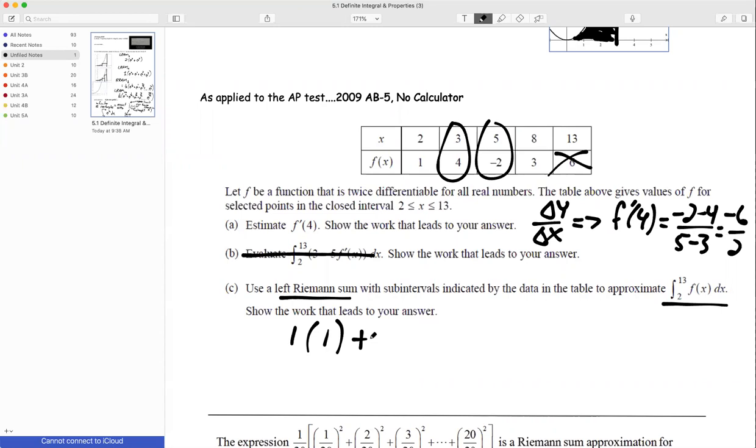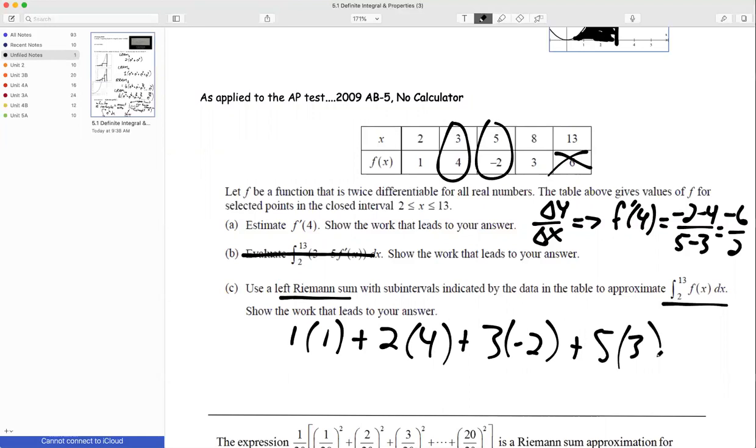My second rectangle goes from 3 to 5, so my width is 2 and my height is 4. Next rectangle, my width goes from 5 to 8, so it has a width of 3. My height is -2. And then the last one goes from 8 to 13, so it's got a width of 5 and a height of 3.